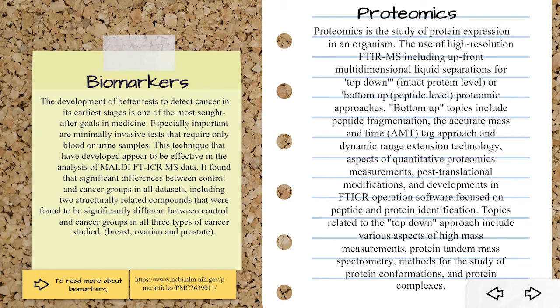Next, FTICR-MS can be used for proteomics. Proteomics is the study of protein expression in an organism. It uses the high resolution of FTICR-MS, including upfront multidimensional liquid separation, for the top-down intact protein level or the bottom-up approach, which is the peptide level proteomic approach.